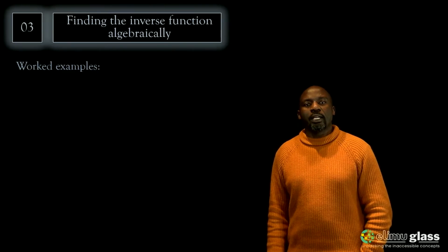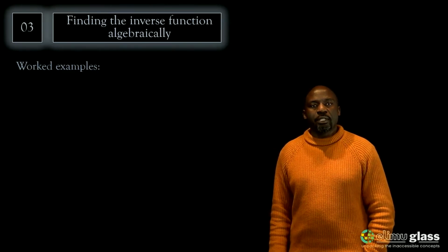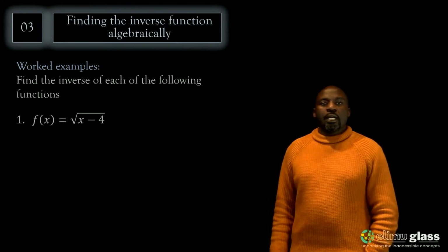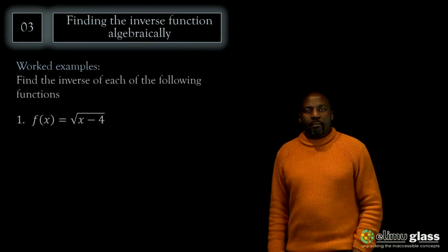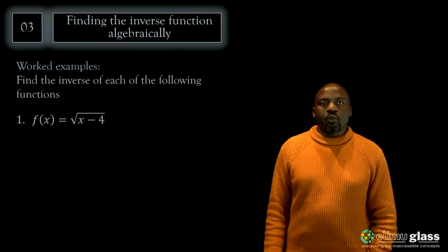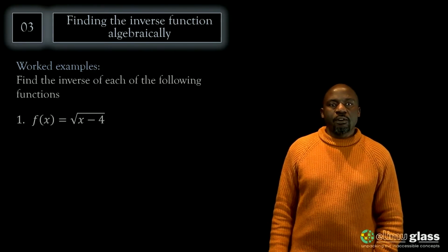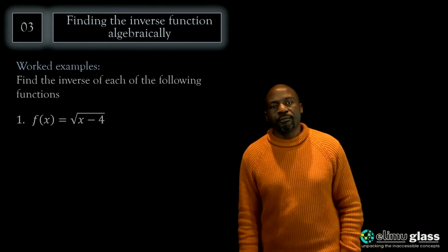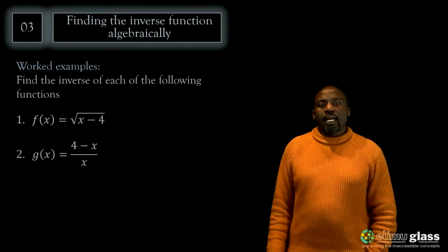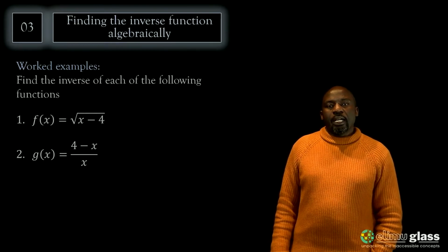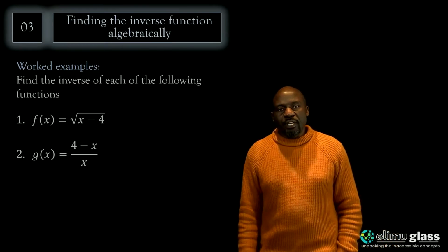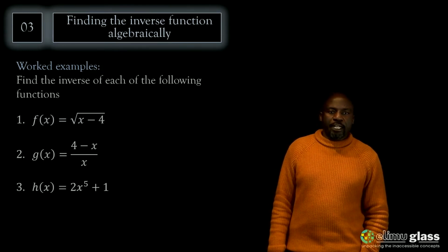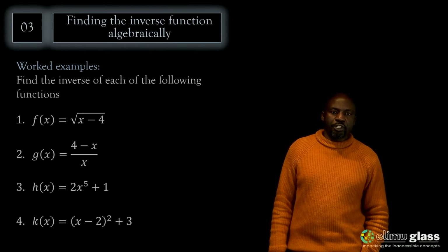Okay, let's look at some more worked examples. Here is a question: find the inverse of each of the following functions. Here is the first one. Remember that the square root of x minus 4 is the same as x minus 4 to the power of a half. Okay, we want to find the inverse of g of x there. Then we want to find the inverse of h of x and the inverse of the function k of x.